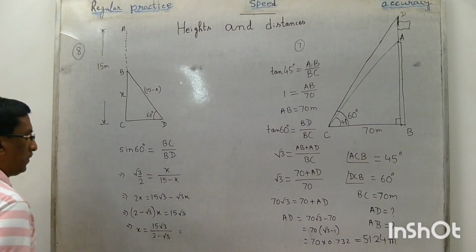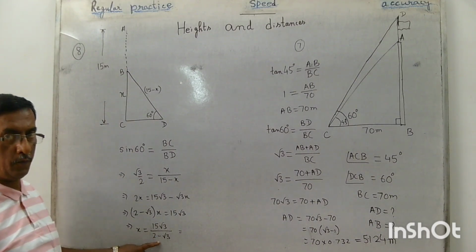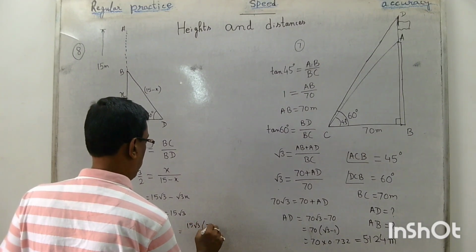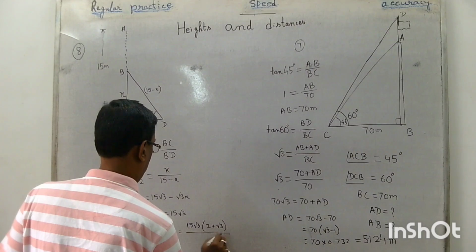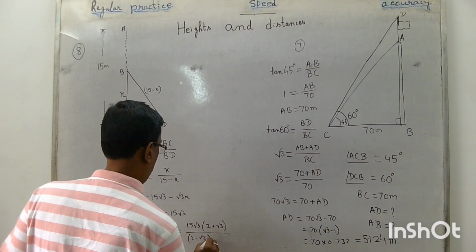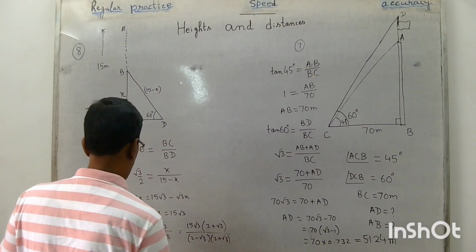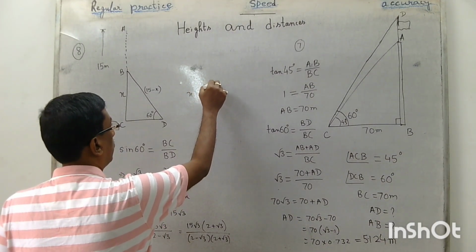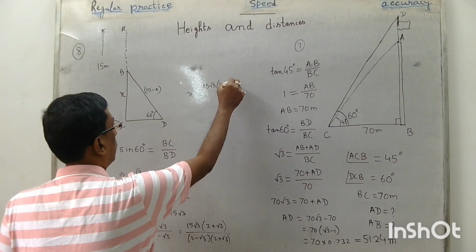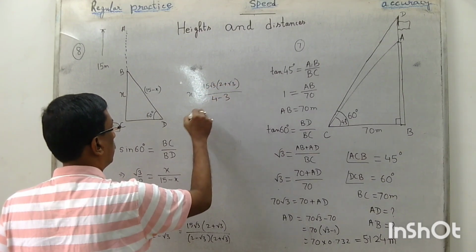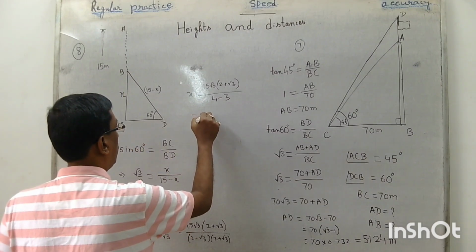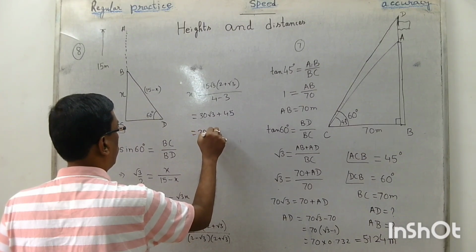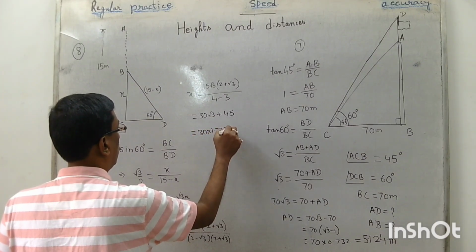Now this is the denominator and we have to rationalize this part. We will write 15 root 3 into 2 plus root 3, and it is 2 minus root 3, 2 plus root 3. Ultimately x equals 15 root 3, 2 plus root 3 by 4 minus 3. तो हमें ये करना होगा 30 root 3 plus 45. That means 30 into 1.732 plus 45.